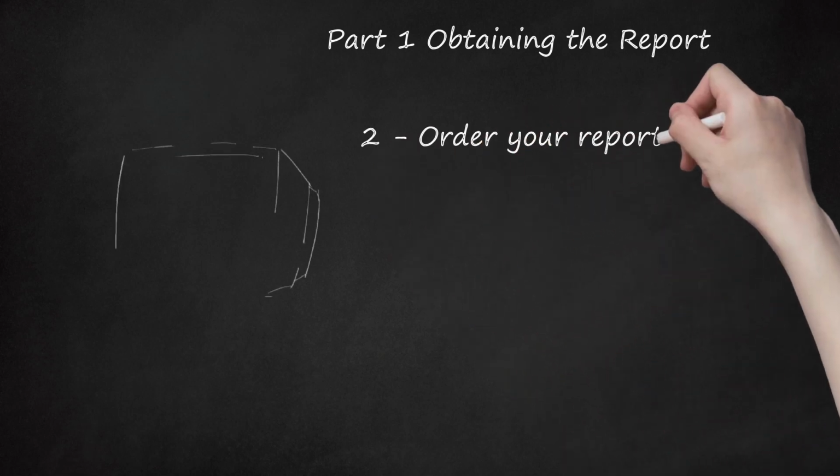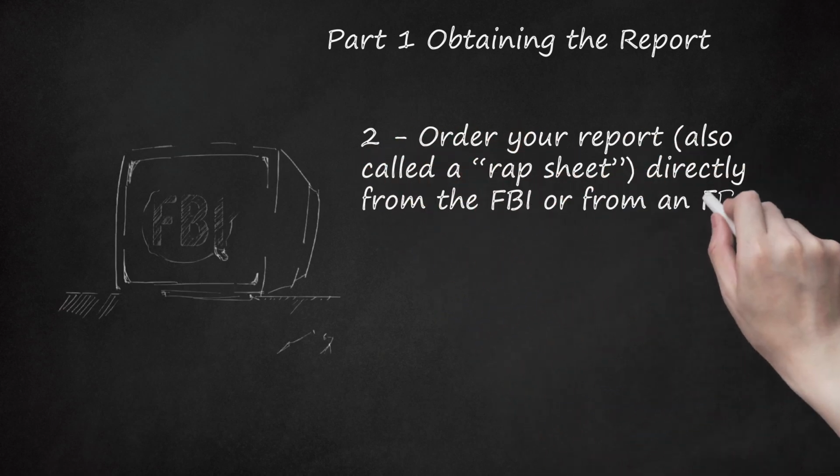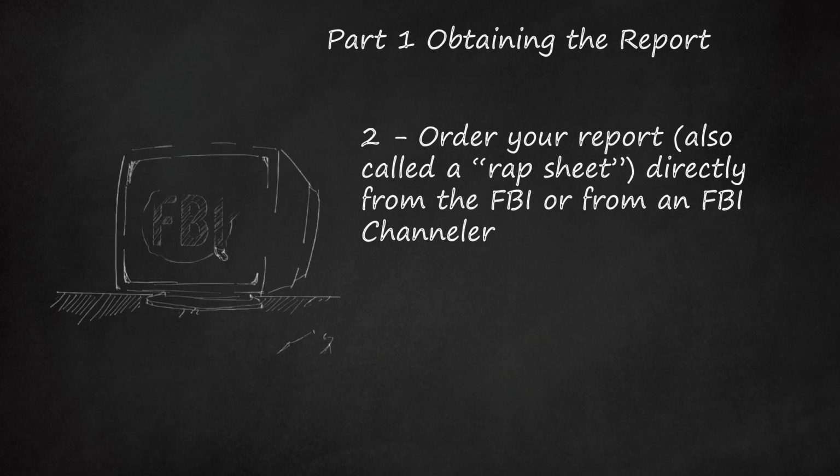2. Order your report, also called a rap sheet, directly from the FBI or from an FBI channeler. This report will not only list any federal case information, but also information reported to the FBI from the states. If you order directly from the FBI, the report fee is $18, and the wait time is approximately 11 to 13 weeks for processing, plus the time it takes the mail to reach you.